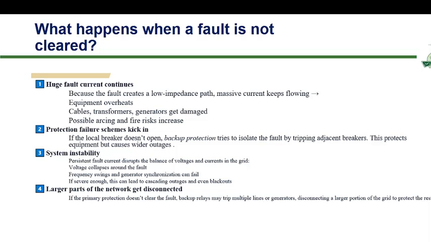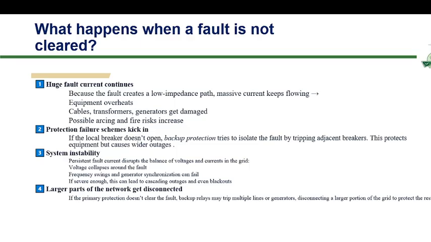This slide explains the consequences of a fault that is not cleared promptly in a power system. When a fault persists, it creates a low impedance, and that allows a large current to continue flowing, which can quickly overheat and damage critical equipment such as cables, transformers, and generators, while also increasing the risk of arcing and fire. If the primary protection system fails to operate, backup protection mechanisms attempt to isolate the fault by tripping breakers, ensuring that the issue is contained even if it affects a large portion of the network.